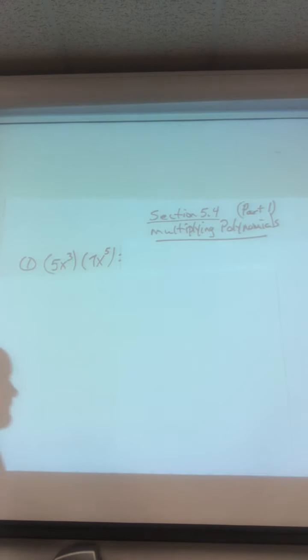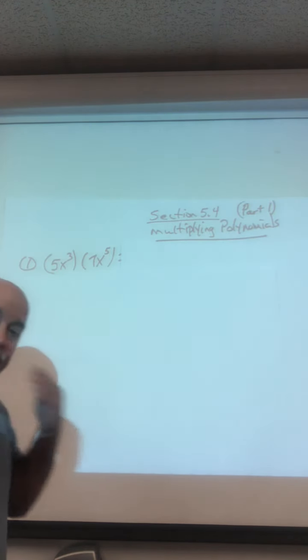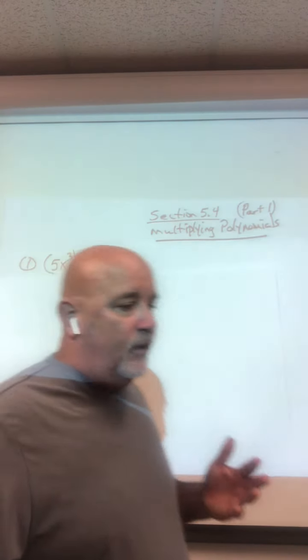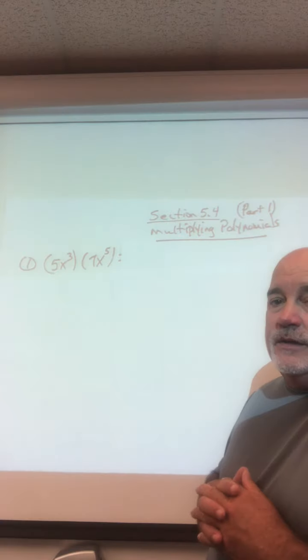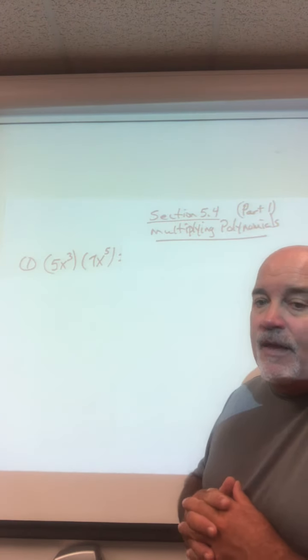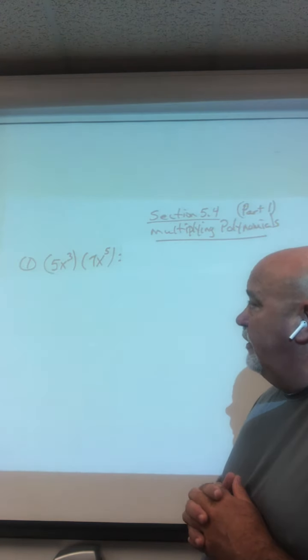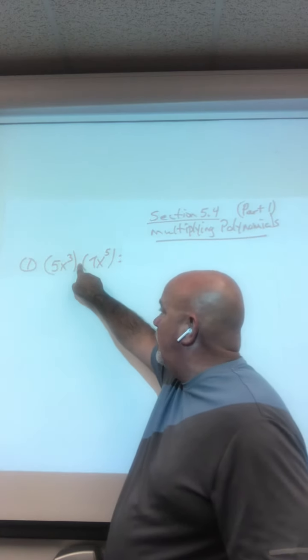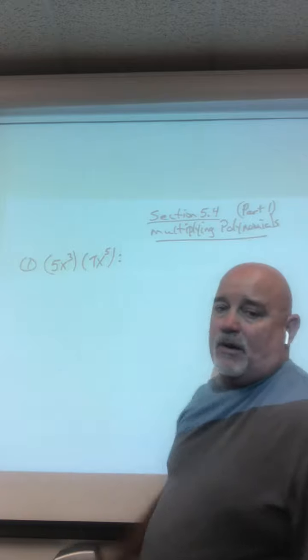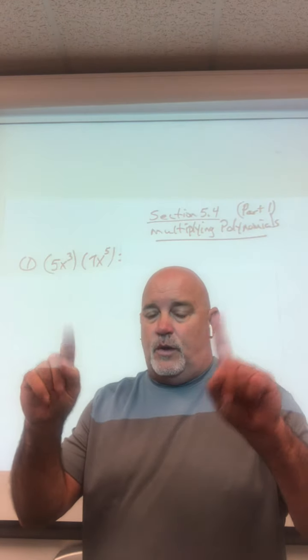Pause the video and write this down. Okay, so read it to yourself. That's a big component of this, because if you read it to yourself, it tells you what you're doing. All right, so listen when I read this: 5x to the third times 7x to the fifth. So we're multiplying this monomial times this monomial. One term times one term.